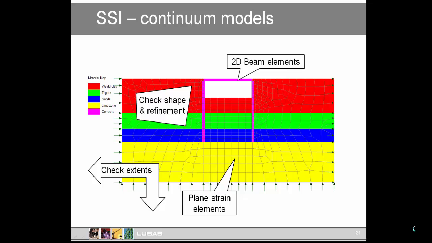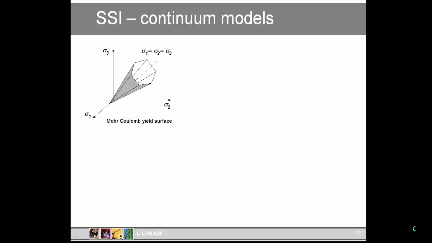Next, we need to think about the material that we use to represent the soil. If we start with a homogeneous isotropic linear elastic material, that requires only elastic modulus and Poisson's ratio to define it. But soil is generally better represented with some nonlinear material. Probably the most widely used is the Mohr-Coulomb material.